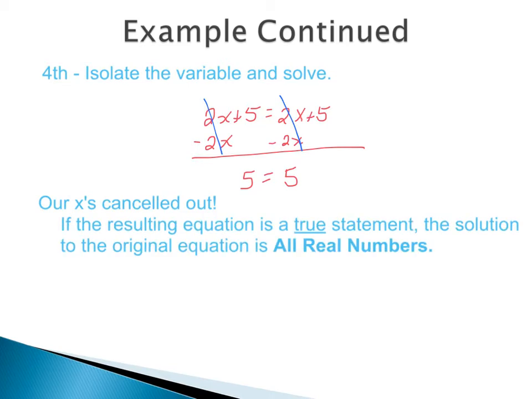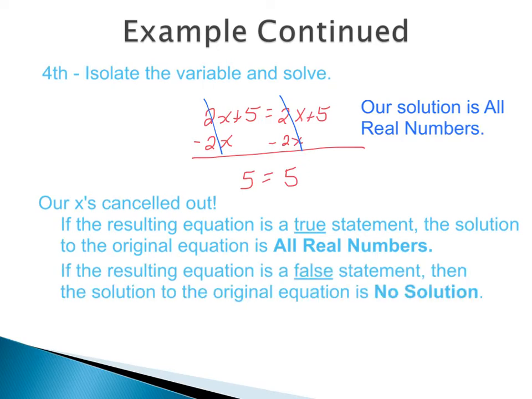Looking at what we have right now, we have a resulting equation of 5 equals 5. That's a true statement. As a result, we can say that our solution to this equation is all real numbers, because no matter what, 5 will always equal 5. If the resulting equation is false, say we had 5 equals 8, that's not a true statement, then it would be no solution. There is no possible value for x that I can substitute into the original that would make both sides equal to each other, versus all real numbers, which says that I can take any value for x, plug it into both sides of the equation, and we'll always get a true statement.